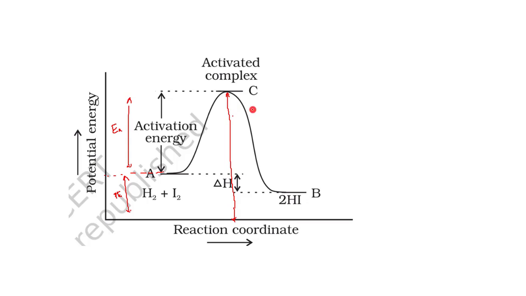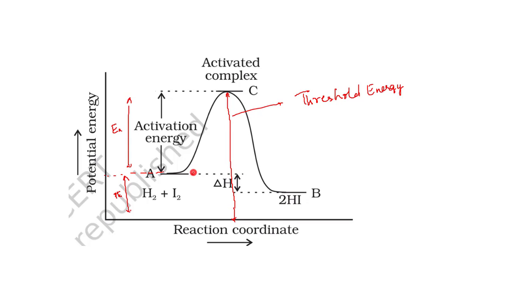This is what we call threshold energy. Threshold energy is nothing but the sum of potential energy and activation energy, or it is the total energy required by the reactants to reach the threshold barrier. The total energy required by the reactants to reach the threshold barrier is called threshold energy.